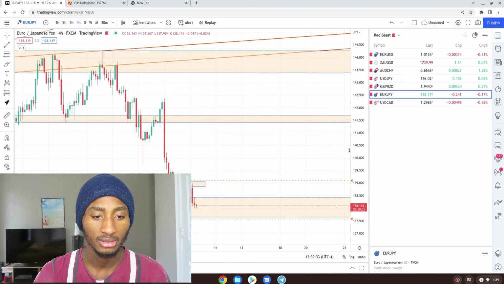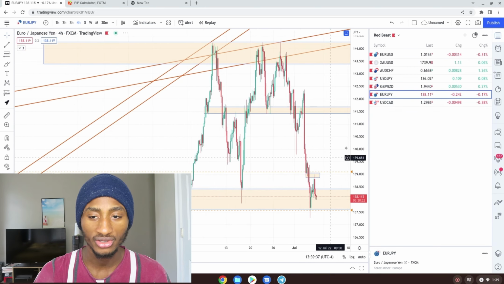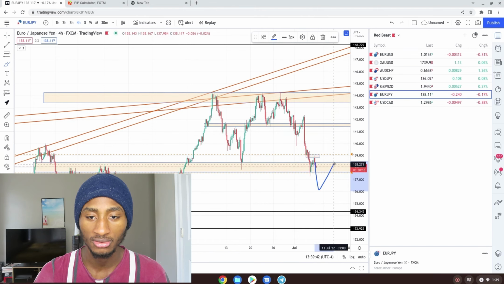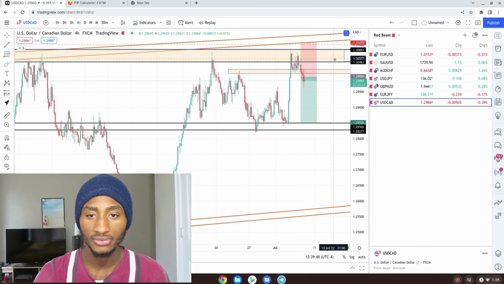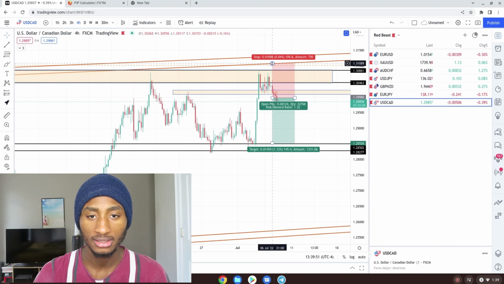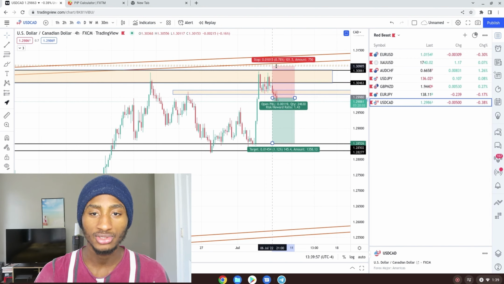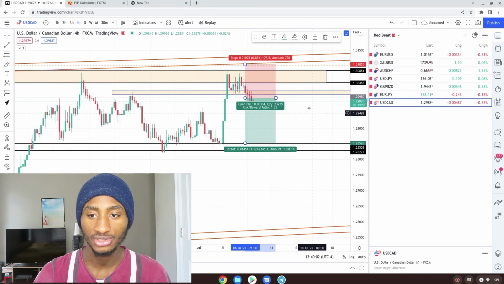Euro JPY, I'm waiting for the market to break so I can take a trade. If I want to take a sell, I've got to wait for the market to go down, pull back up, and see if it keeps going down. USD CAD, I'm in the trade already. I was gonna put my stop loss right here, but I don't trust what's happening right now, so I'm gonna leave my stop loss right there and just hold the trade.